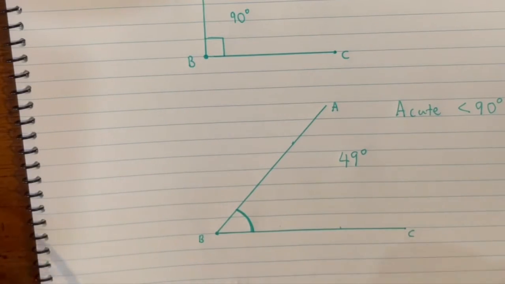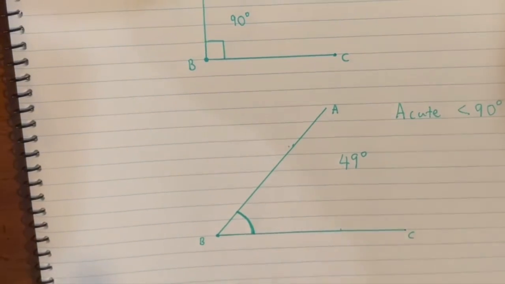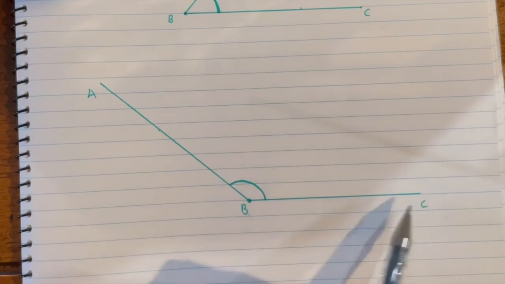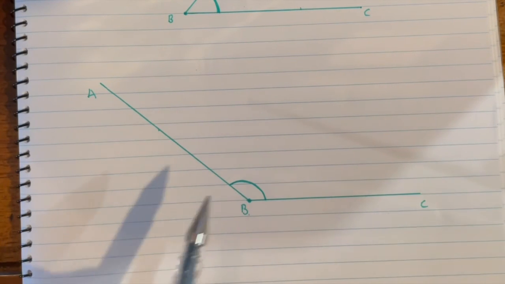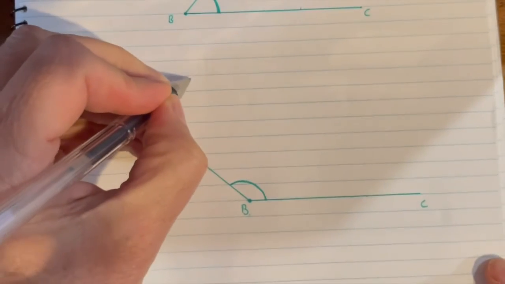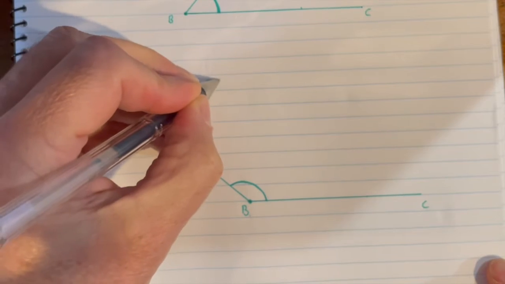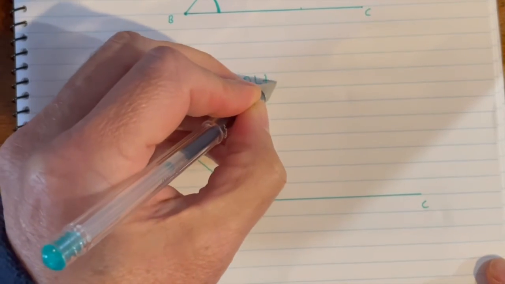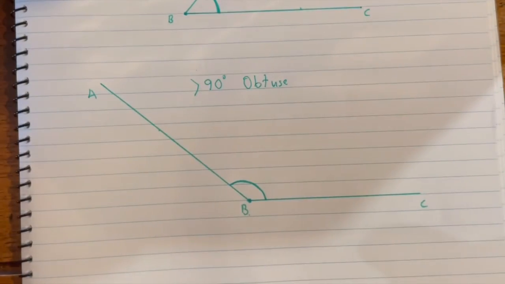Our last one for today, now we're going to look at an angle that is clearly greater than our right angle. So it's greater than 90 degrees, and it's what we would call an obtuse angle, greater than 90 degrees.